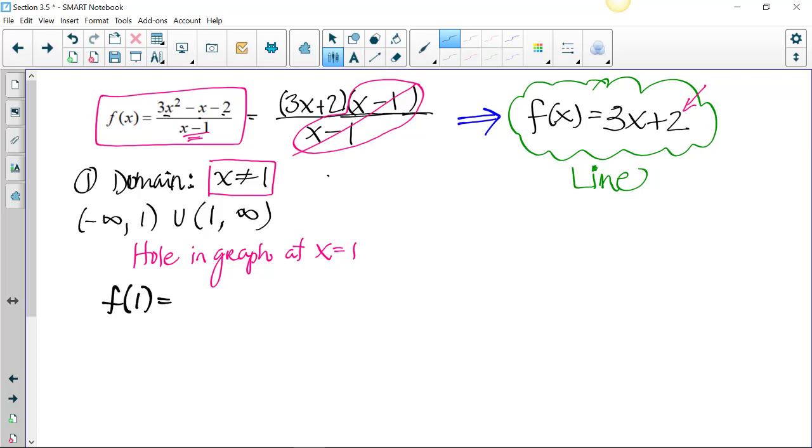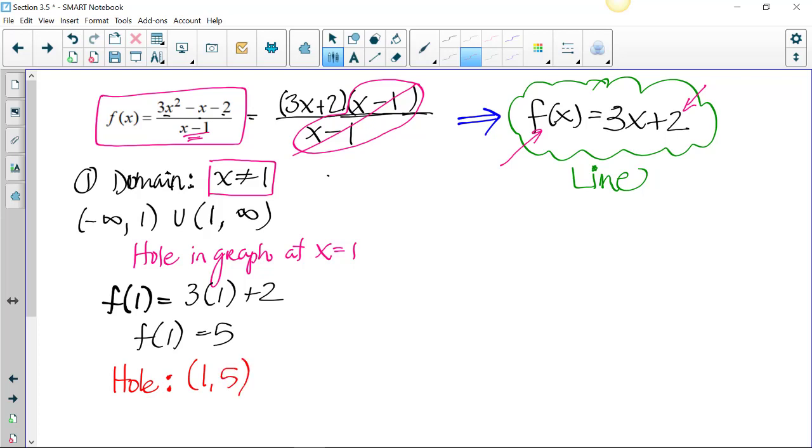We plug 1 into the simplified rational expression. So that becomes 3 times 1 plus 2. So f of 1 is 5. So the coordinates of the hole in the graph would be at 1, 5.